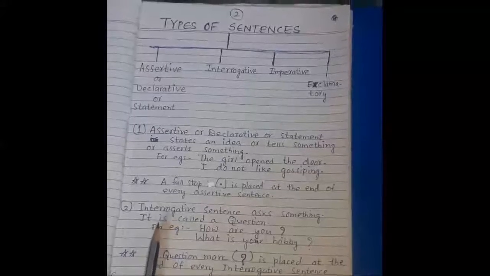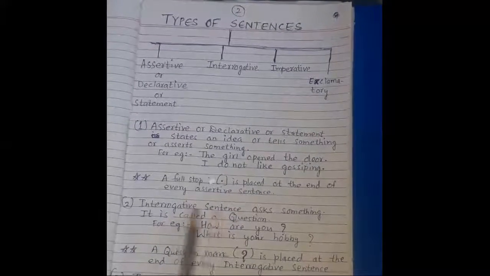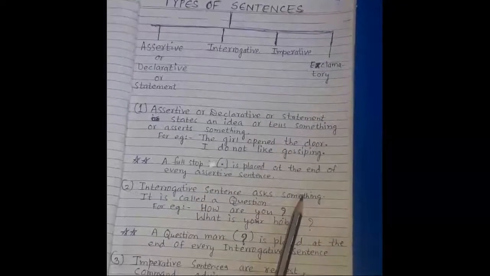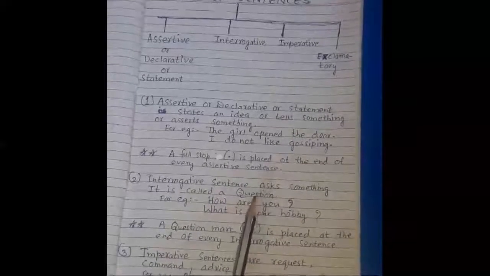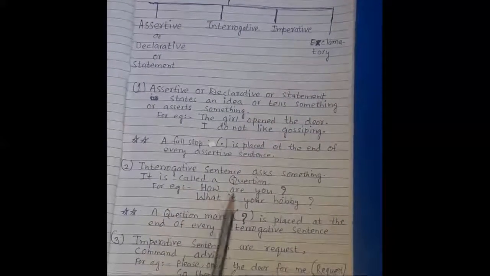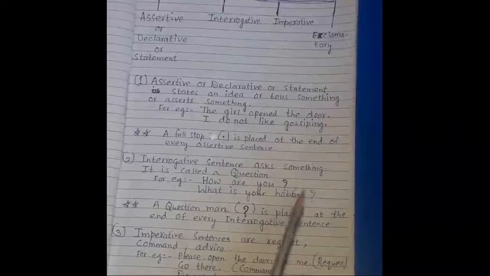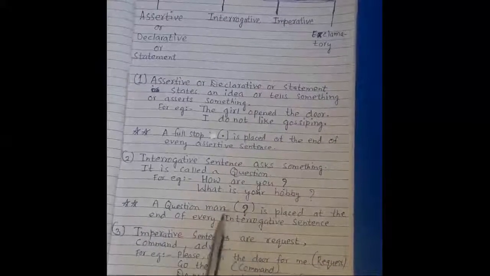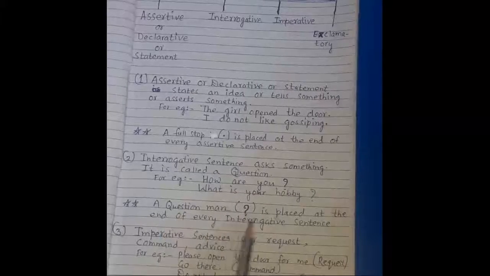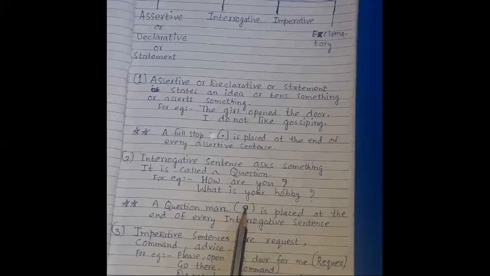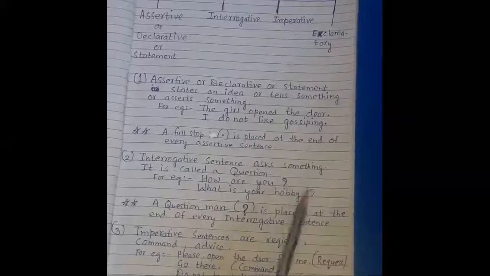The second type of sentence is the interrogative sentence, and it asks something. So it is called a question. For example, how are you? What is your hobby? You can see the sentence ends with the interrogative mark or question mark.